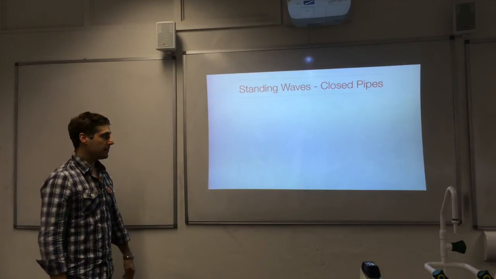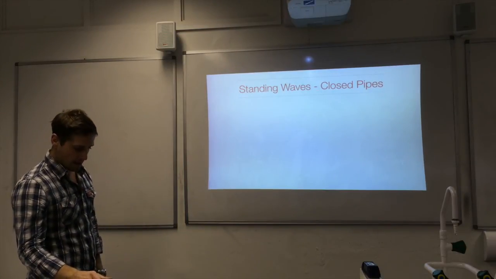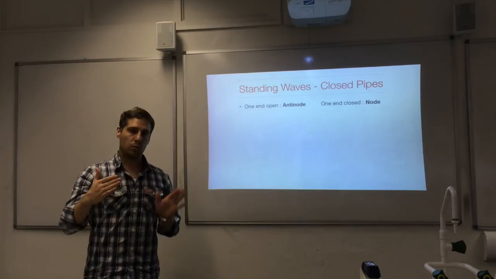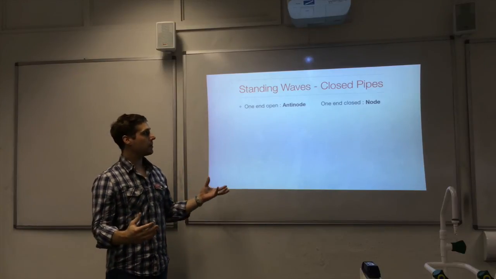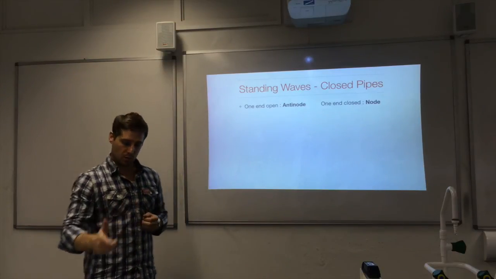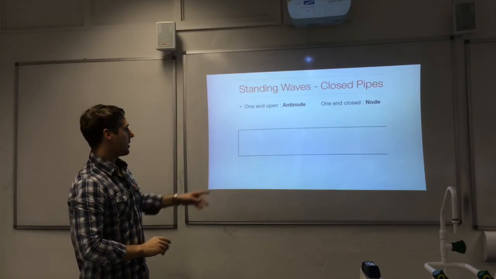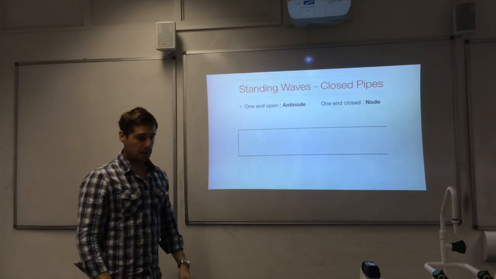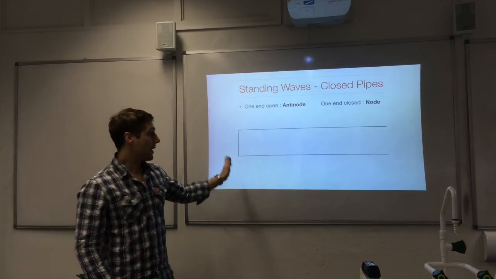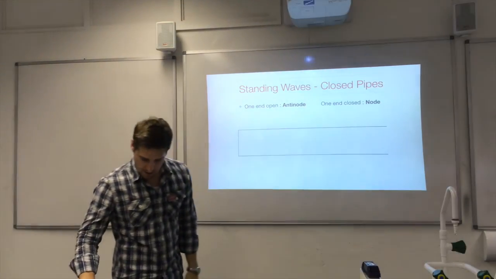Lastly, closed pipes. Now here we've got one end that's open, so we'll get an antinode, and we've got one end closed, so we'll get a node there. Here's my closed pipe, that's the closed end. So we get a node there, always, and an antinode there.